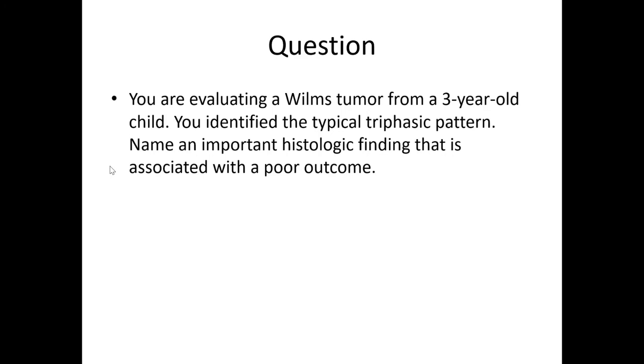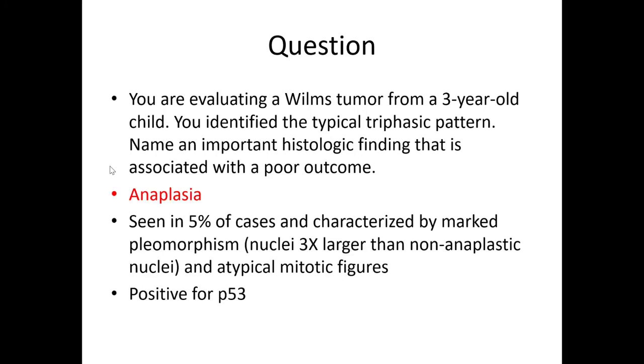So you are evaluating a Wilms tumor from a 3-year-old child. You identified the characteristic triphasic pattern, but now you need to name an important histologic finding that is associated with a poor outcome. And the answer is anaplasia.